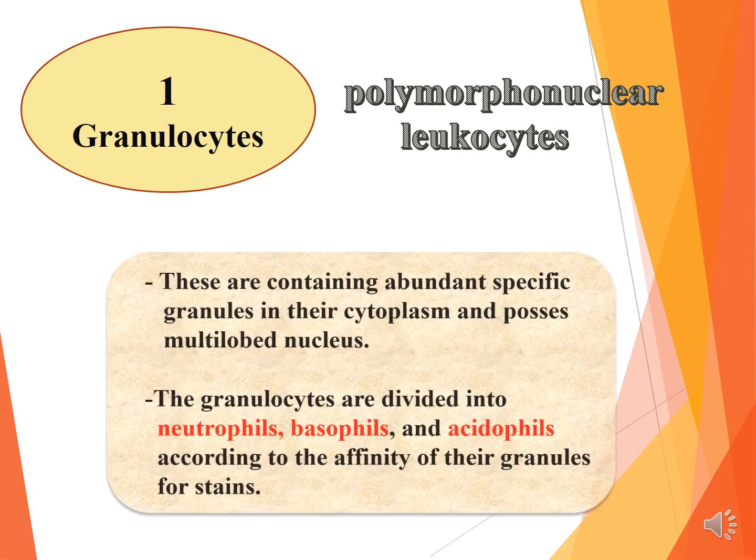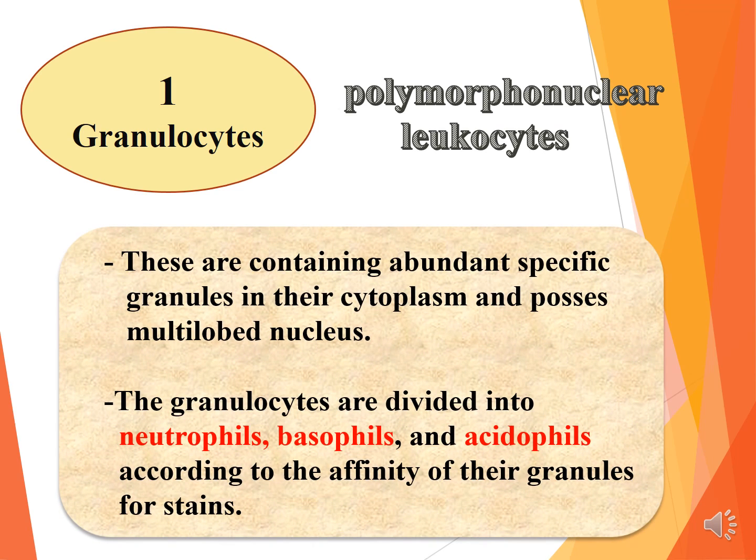المجموعة الأولى granulocytes or called polymorphonuclear leukocytes، واللي تشترك بصفة إنه السيتوبلازم containing abundant specific granules in their cytoplasm and the nucleus is multi-lobed. إذا تشترك بصفة إنه السيتوبلازم يحتوي على granules ونيوكليوس تكون multi-lobed متعددة الفصوص. The granulocytes are divided into neutrophils, basophils, and eosinophils according to the affinity of their granules for stains. تقسم إلى هذه المجاميع الثلاثة اعتمادا على تقبلها للصبغات.